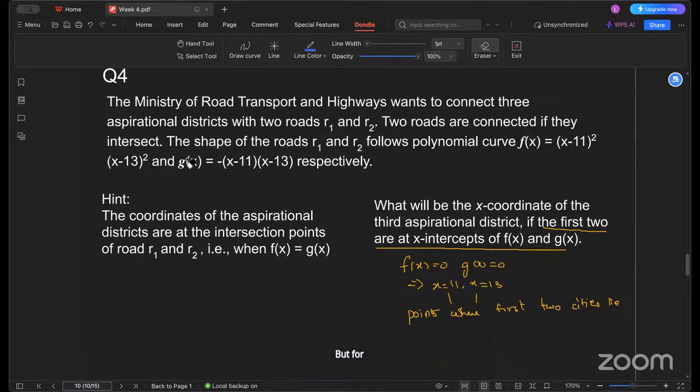But for g of x, what is the highest degree term? x square. And what's the coefficient of x square?